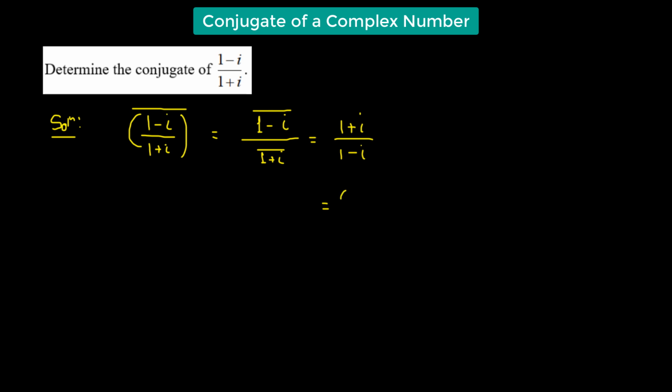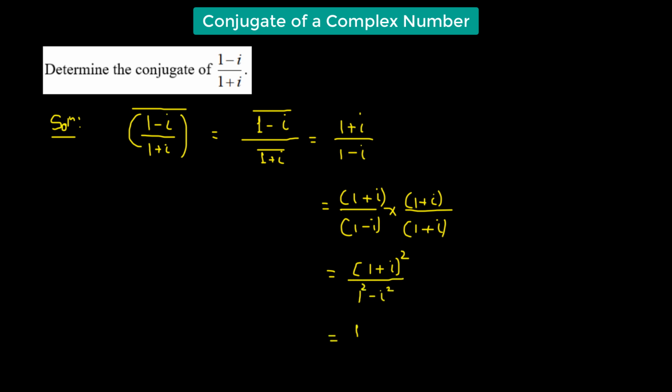Now we multiply both numerator and the denominator by the complex conjugate of the denominator, which will be simply 1 plus i. So that gives us 1 plus i whole squared in the numerator divided by 1 squared minus i squared in the denominator. That will be equal to 1 plus 2i plus i squared divided by 1 plus 1, where we have expanded the numerator by using the identity a plus b whole squared.